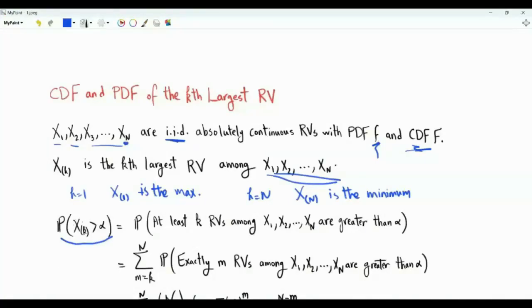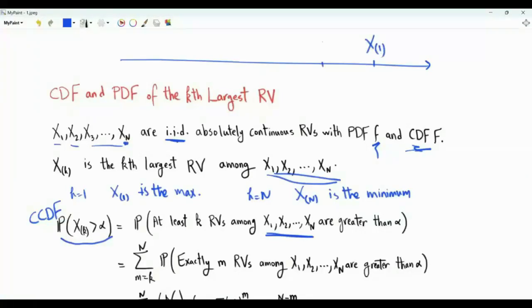What is the probability that the kth largest random variable is greater than alpha? This is the complementary CDF, and this event is the event that at least k random variables among those n random variables, at least k of them are greater than alpha. If we arrange those random variables in ascending order, then perhaps this is x1, this is x sub 2, this is x sub 3, and so on. This is x sub n. This is if we put them on the number line.